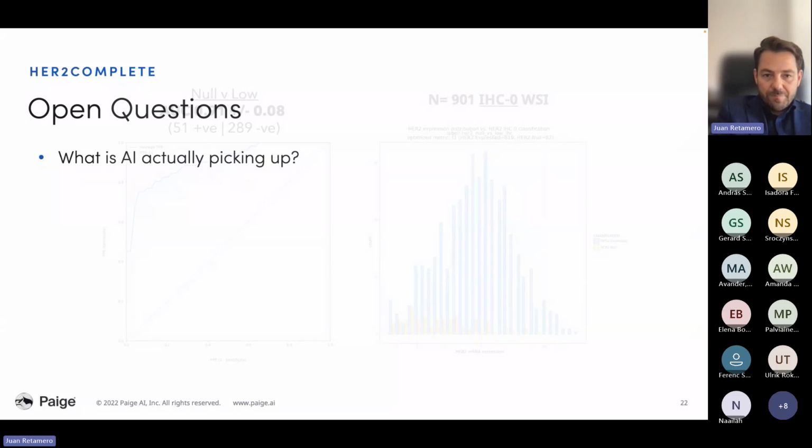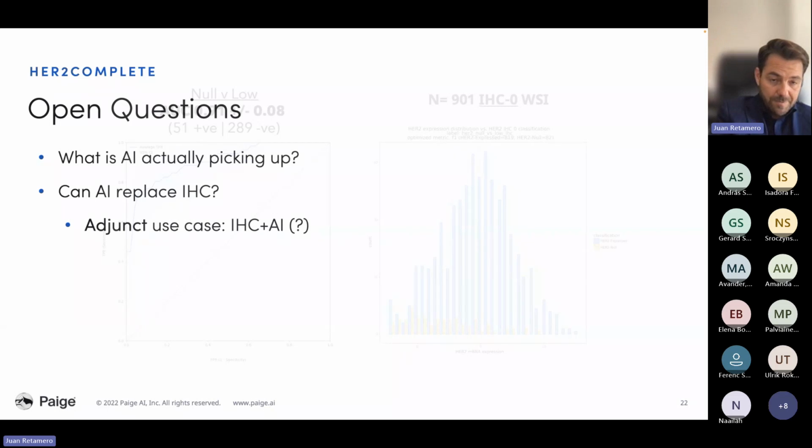So what is the AI actually picking up? Yes, we know it picks up morphology, but in reality, we do not know whether it's looking at nucleus to cytoplasm ratios, membrane shapes, etc. The point is that we don't know what it is that the AI is picking up. But obviously, from a pragmatic point of view, the common question is, can AI replace immunohistochemistry here? And the point is that we do not see that happening.